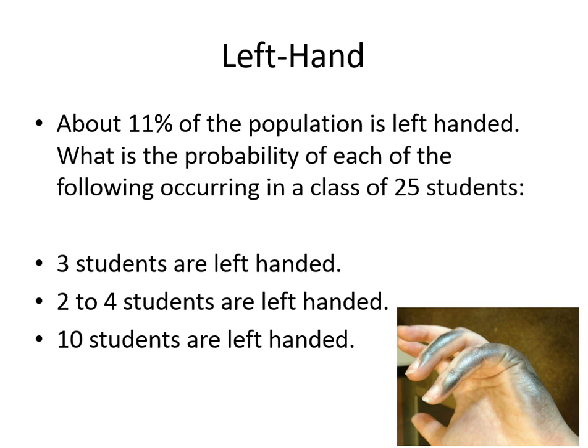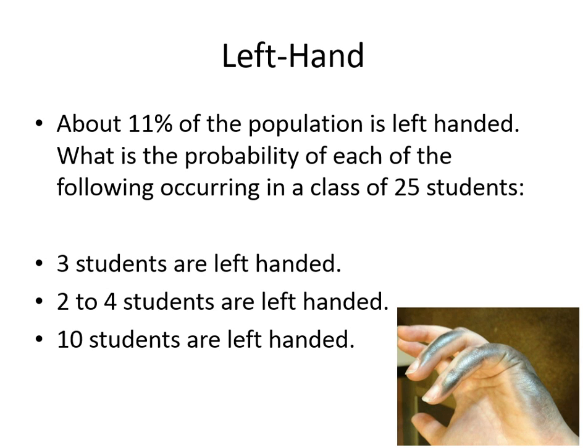So left-handedness. For those of you that are left-handed, you'll probably get that picture. About 11% of the population is left-handed, approximately, and that's what we're going to use. We want to know, if I have a class of 25 students, what is the probability that 3 of the students are left-handed, 2 to 4 of the students are left-handed, or 10 of the students are left-handed. If I were to pick 25 random students and put them into a class, I want to know the probability of 3 of them being left-handed, 2 to 4 being left-handed, or 10 of them being left-handed.